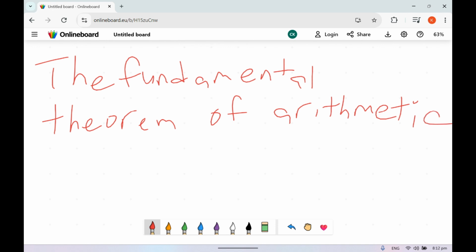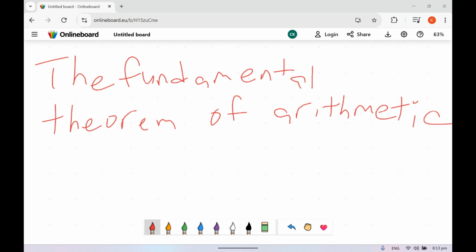Now, the fundamental theorem of arithmetic states that any composite number is definitely made up of prime factors, which basically means that any composite number, you can just multiply this, multiply that, and these factors that you multiply by, they're all prime factors.